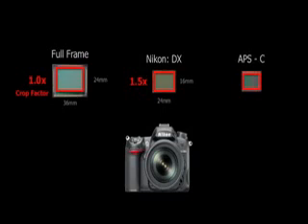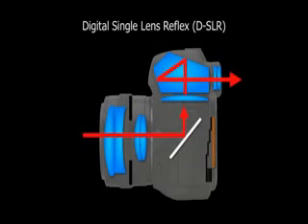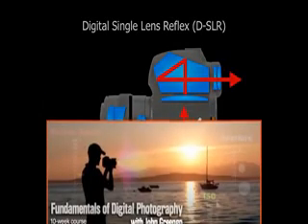The other standard that is pretty common out there is the APS-C, which is just a little bit smaller, that has a 1.6x crop factor. But the one in your Nikon here has a 1.5 crop factor. So that's a little bit about the digital single lens reflex.